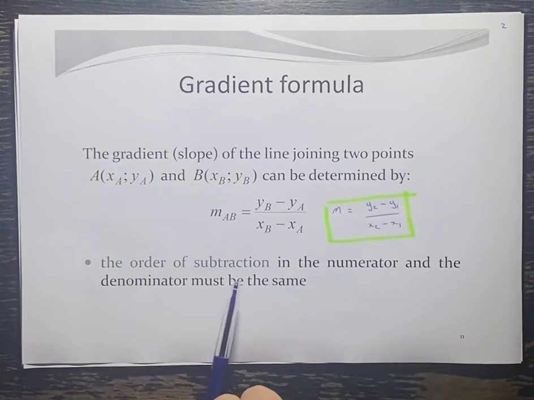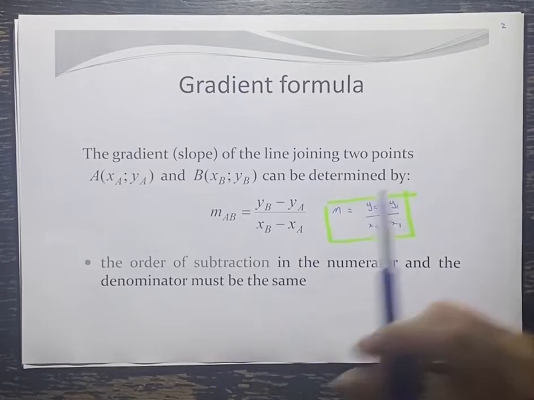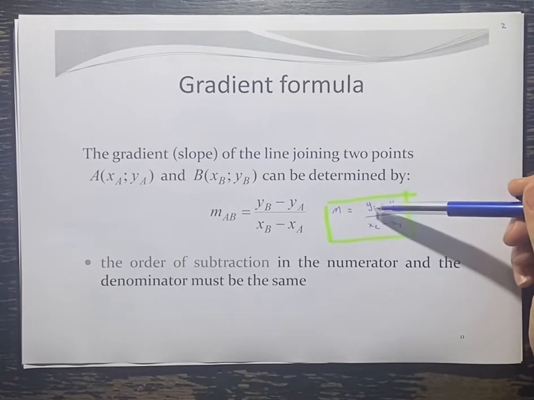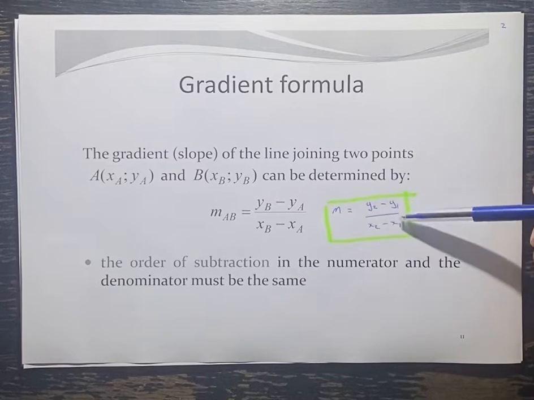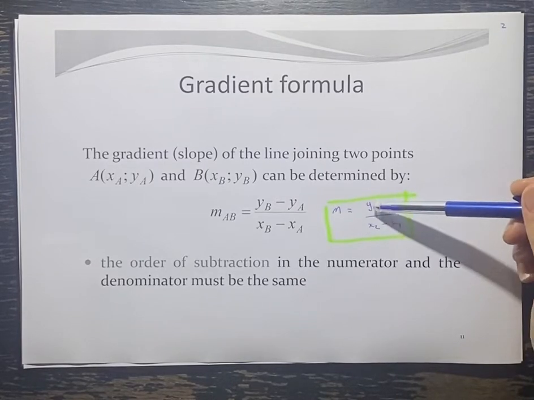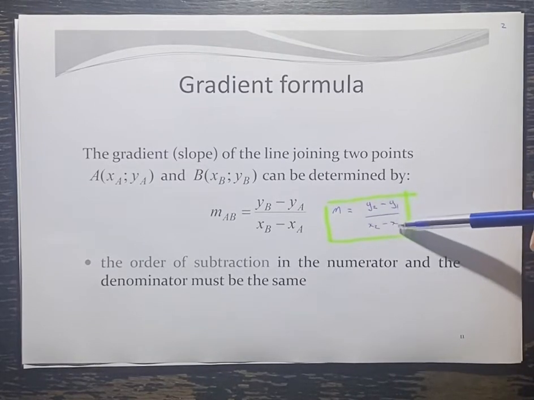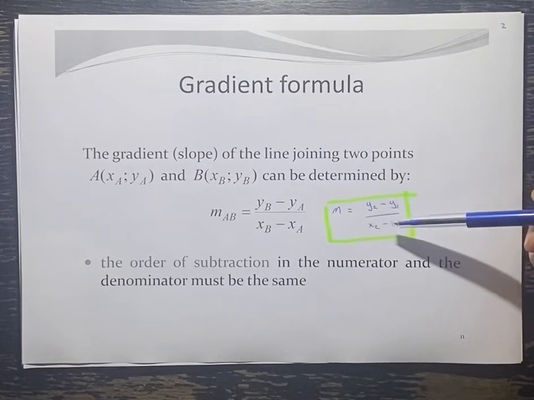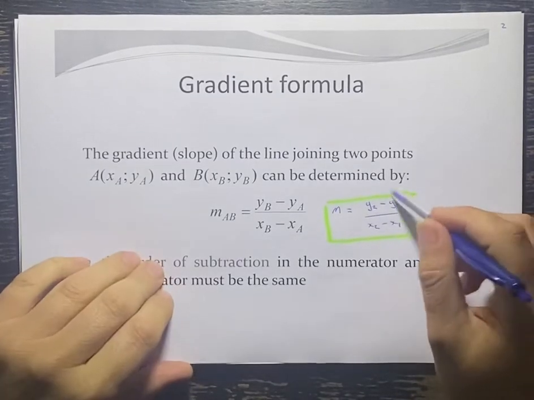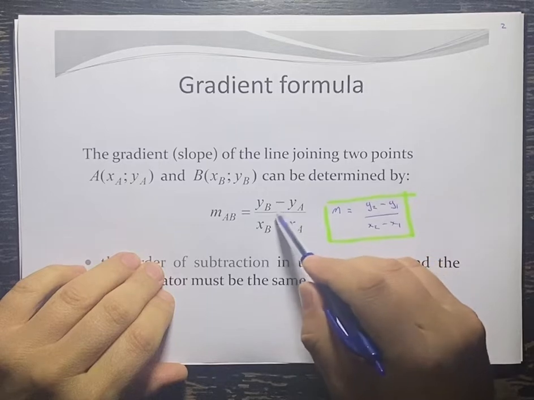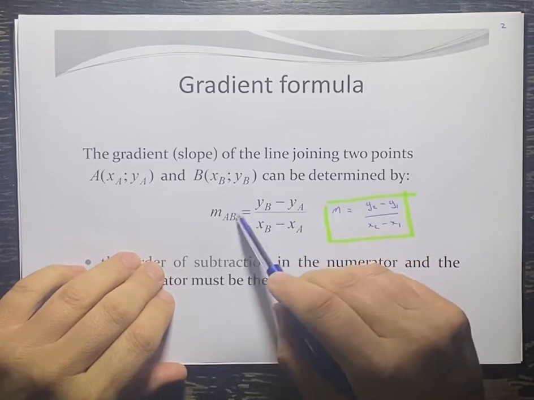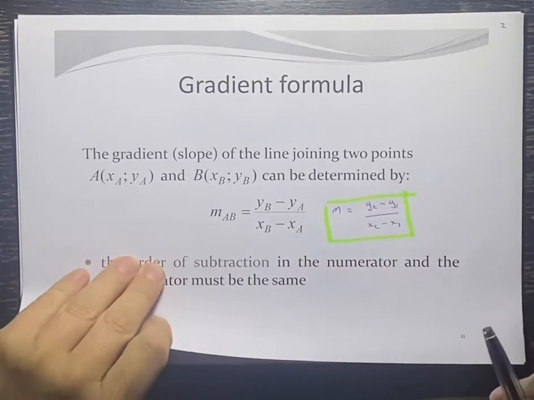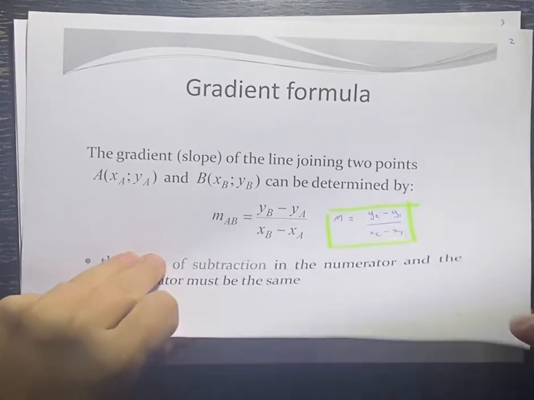So the order of subtraction in the numerator and the denominator must be the same. What that means is you can see how I've got a 2, 2, 1, 1. I can't go 2, 1, 1, 2. It has to be like that. So this is the formula that I want you guys to use. It's exactly the same as this one. It's just I don't want you guys getting confused. So that's how we're going to be doing it.